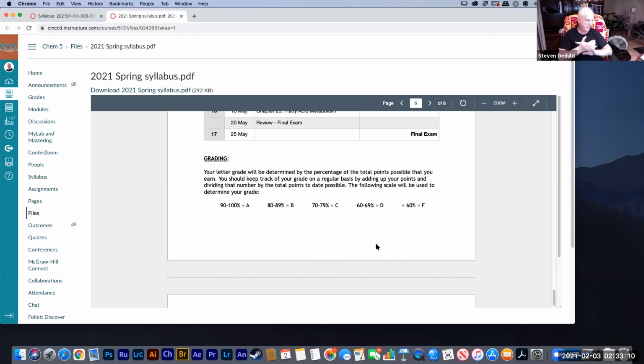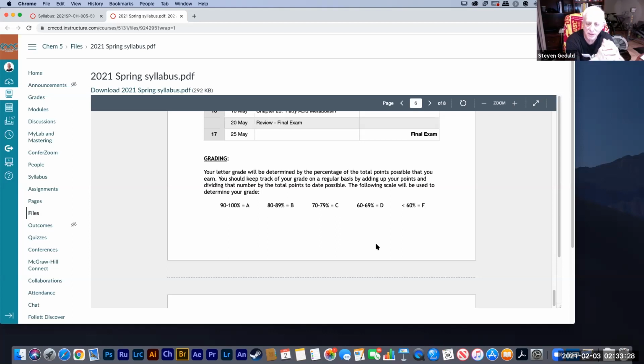You want to guarantee a B, get above 80%. Most of the time, it drops down to about 83, 85 and up is an A. It goes down like 70, 73 is a B and up. That's averages. It all depends how the class does.